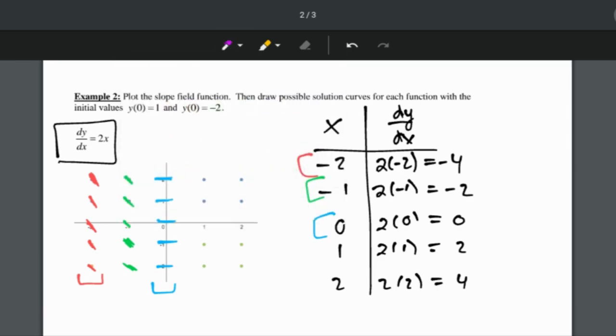All right, the next one, all the points that have an x value of 1 have a slope of +2. So maybe something like this. All right, and then we have one last column. All the x values that have an x of 2 have a slope of 4. So think pretty steep, pretty positive. All right, doesn't have to be perfect. A slope of 4 is maybe something like that. All right, so that's your slope field.